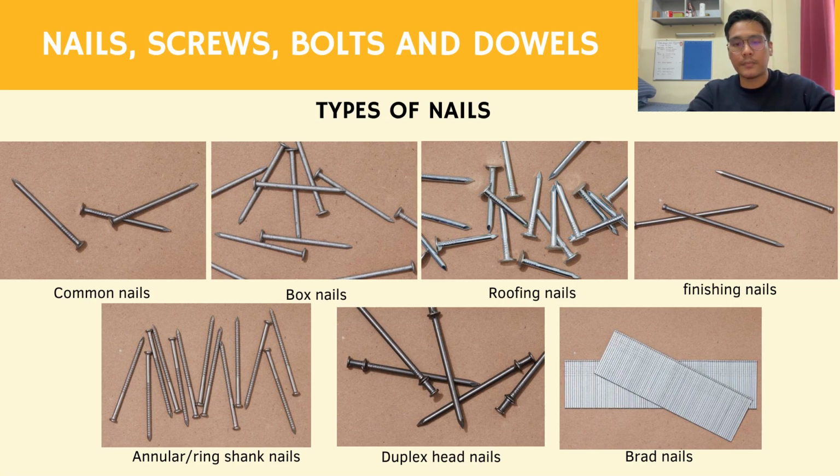Sixth, we have duplex head nails. This nail is used to secure scaffolding or other temporary structures in place, for example formwork for pouring concrete. Then lastly, we have brad nails, which are used in light finish woodworking and are basically a very small version of finishing nails, but you use a nail gun instead. It is very ideal for general joinery, as it has a very low possibility of splitting the wood.